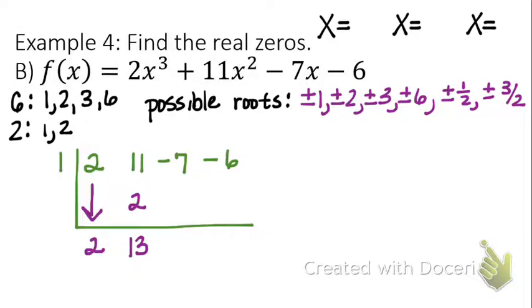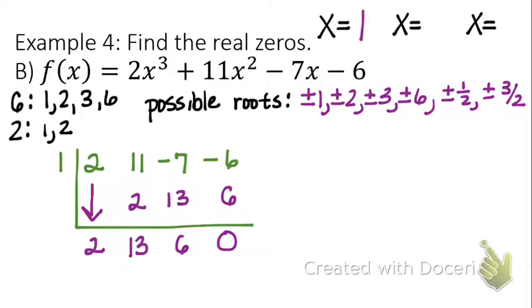Put that under -7. So 13 times 1 is 13. What's 13 minus 7? 6. 6 times 1 is 6. So we got lucky because the first one worked. So we already got one of our answers. Our first answer is 1.